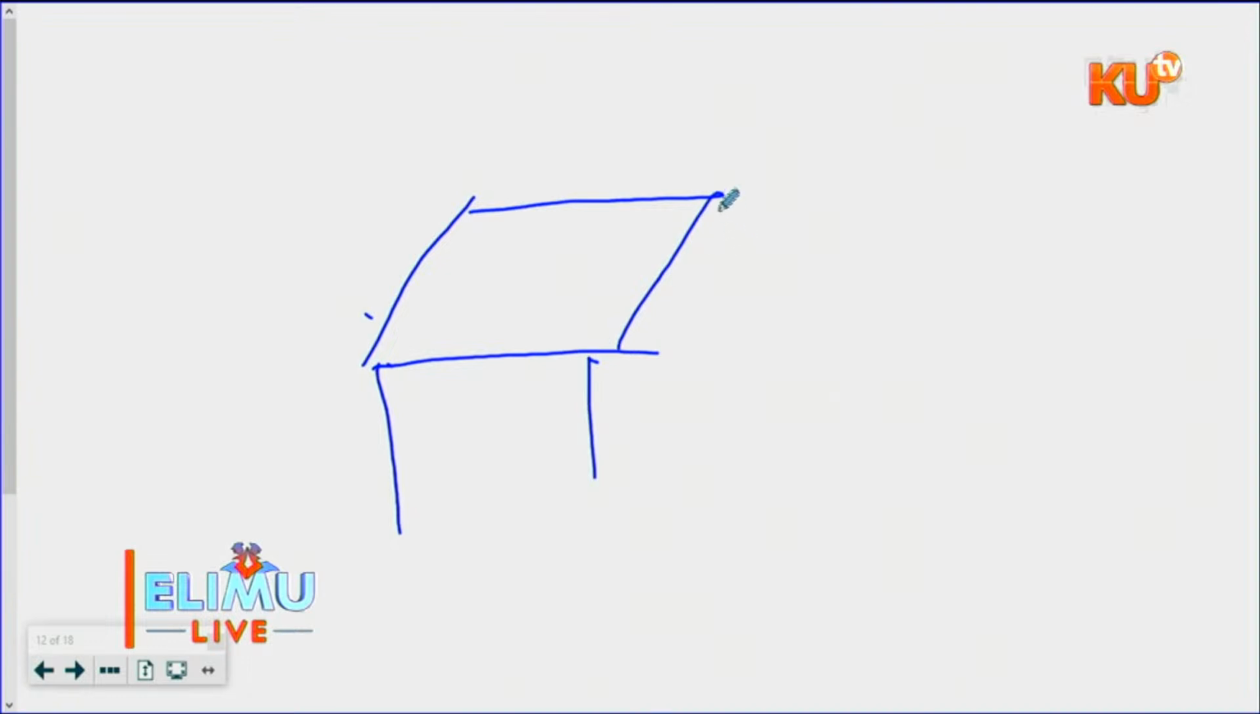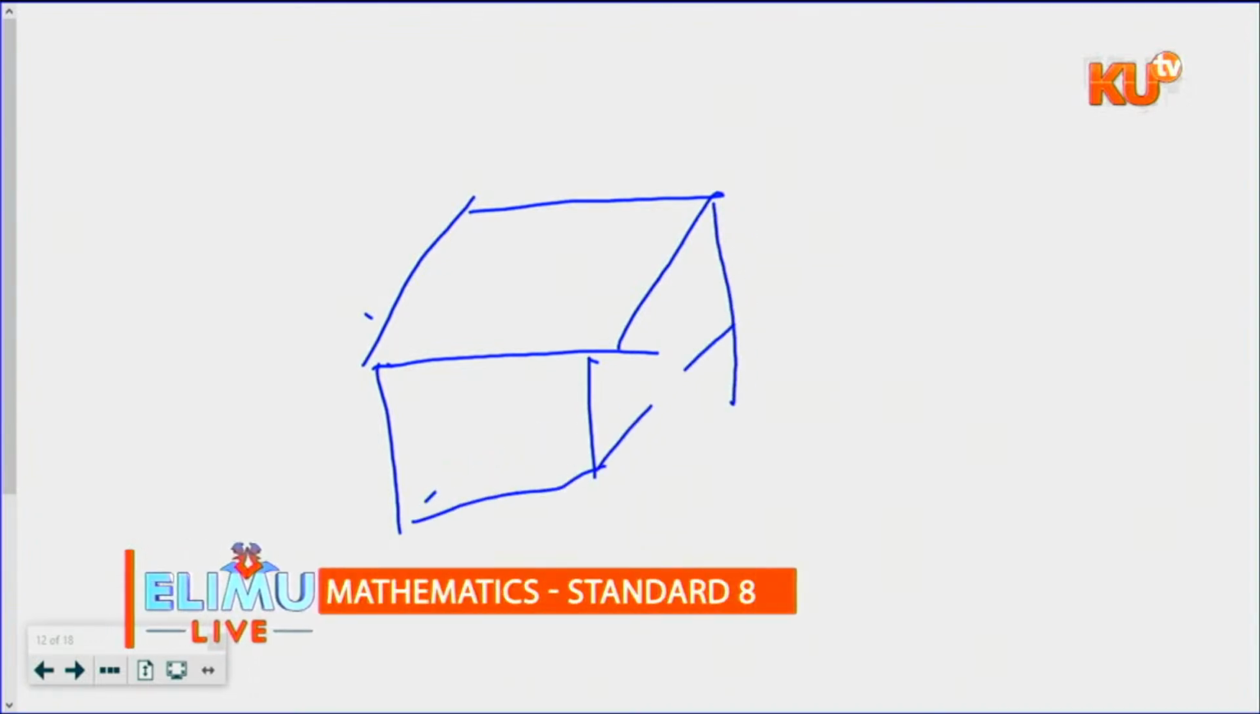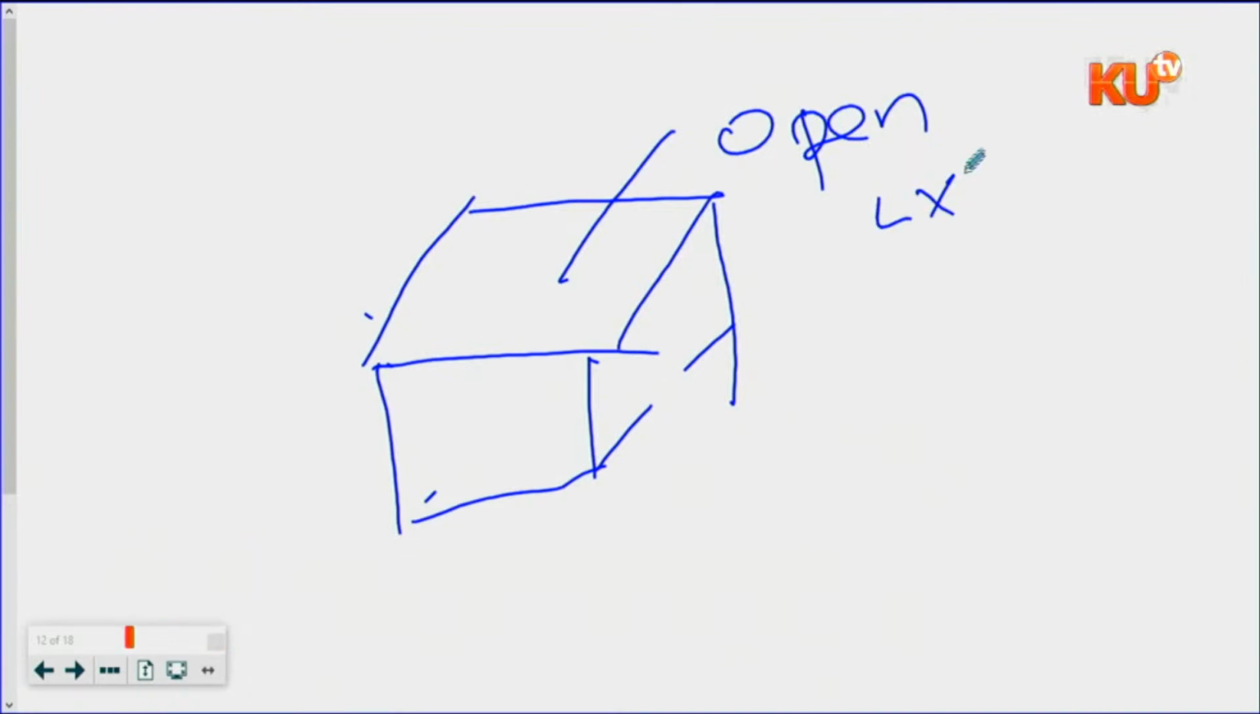Let's have an example of a cube here. That's a sketch drawn of a cube. So this is our cube here, Yvonne. This part is open. This one is open. It is not there.